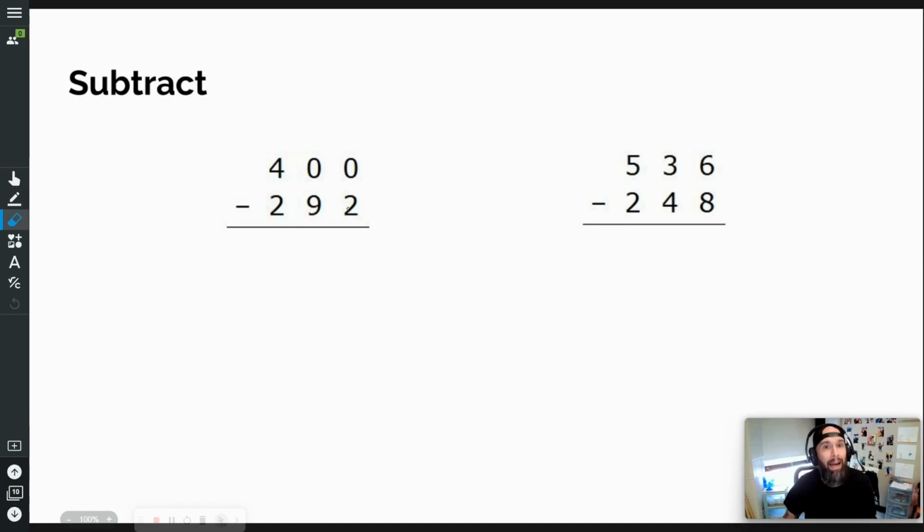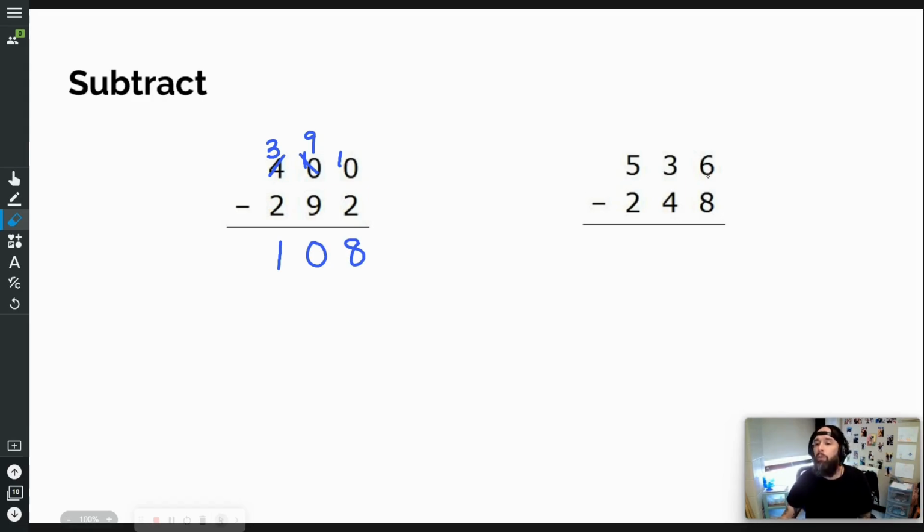Ugh. 400 minus 292. So double borrowing again. 0 minus 2, can't do it. Can't borrow from 0, because you just can't do it. So let's borrow from here. Let's borrow 1 from 4 and make you a 3. Now let's borrow 1 from 10 and make you a 9 and do this problem. 10 minus 2 is 8. Write it under the line. 9 minus 9 is 0. Write it under the line. 3 minus 2 is 1. And 400 minus 292 is 108.